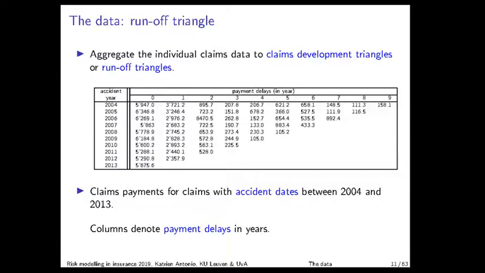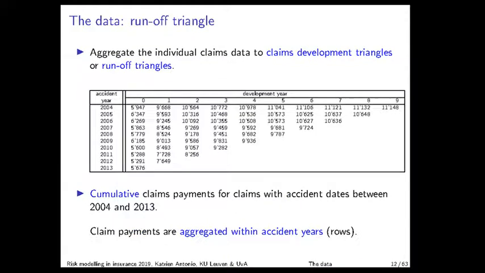Whereas the triangle on sheet number 11 displayed incremental payment data, the triangle shown over here shows the same information but in cumulative format. In this case, cell 2004-1, for example, displays the total claim amount paid up to and including development year 1 for all claims that occurred in the year 2004. Therefore, it is the sum of the amount paid in 2004 and the amount paid in 2005 for accidents that occurred in 2004. We call this the cumulative runoff triangle.